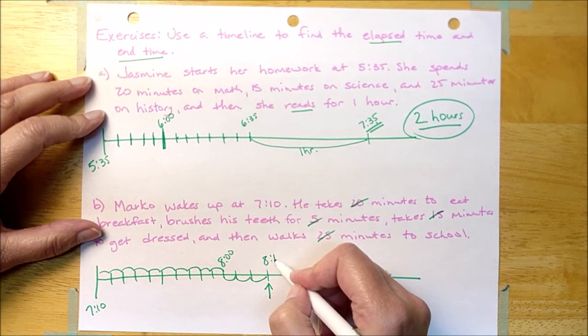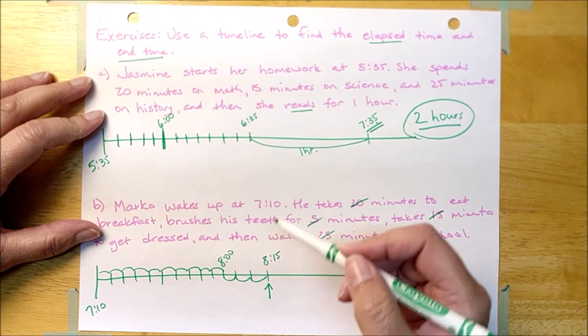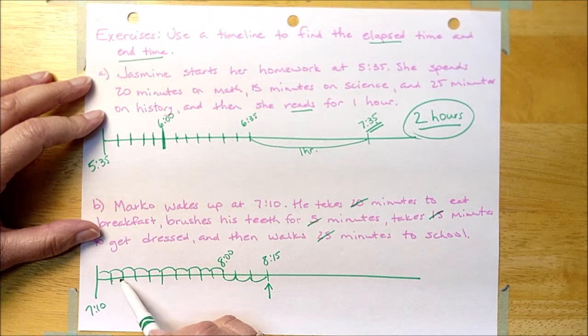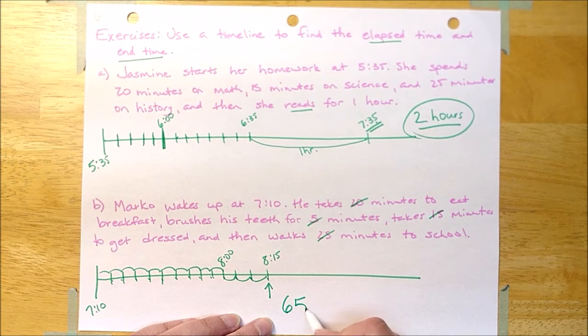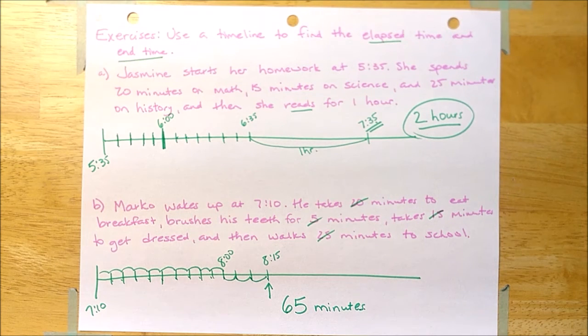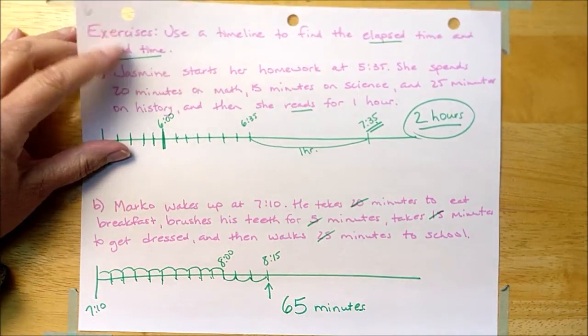So that is 8:15. So if I'm going to figure out how many minutes this is, I could go 5, 10, 15, 20, 25, 30, 35, 40, 45, 50, 55, 60, 65. He spent 65 minutes from when he got up to when he got to school. 65 minutes. Okay, hope you were able to figure that one out.